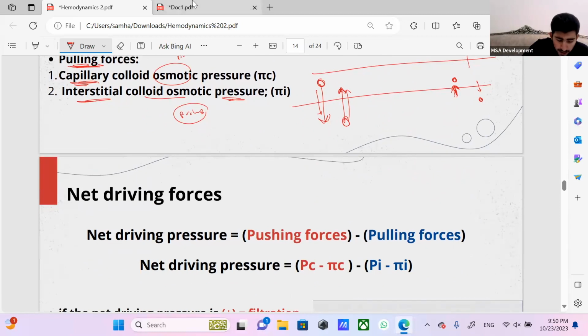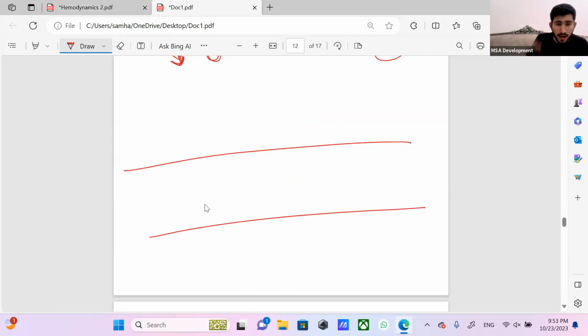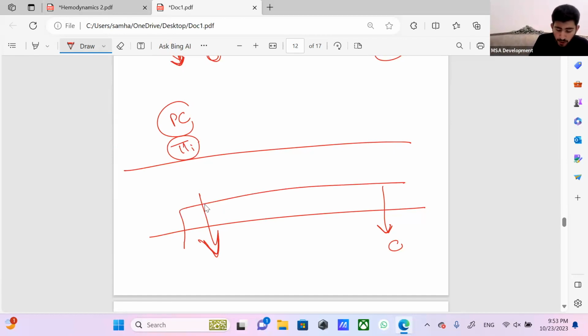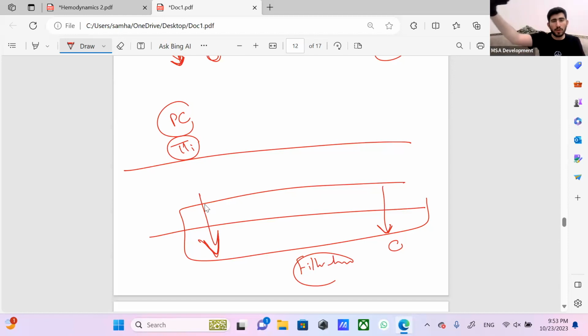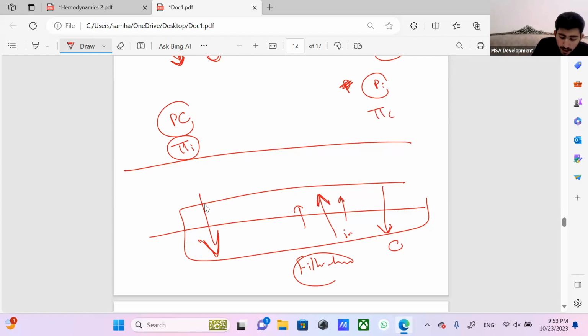To summarize, there are things that push things outward, which is the capillary pushing force. And another one that pulls things outward is the interstitial colloid osmotic pressure. These push or pull things outward, and so they will increase the filtration, the amount of things getting out of the blood. The other two make things go inward. The first one is the interstitial pushing force, which will push things inward. And the other one is the colloid pressure in the capillary, which will pull things inward. I hope this is clear.